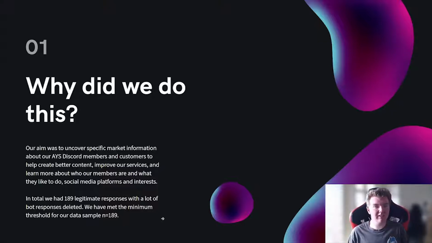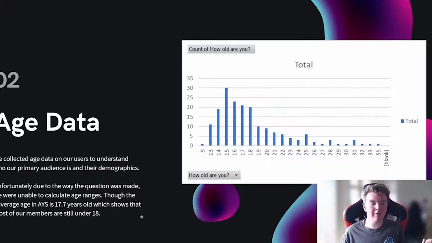So we had about 189 legitimate responses. So N is sample size, 189. We had like 800 in total though, but there were a whole lot of bots in there we had to get rid of. The thing really just got bots in the end, just because of the gift card and the prize we were giving away with it, so we have to be careful about that. So first we have age data.